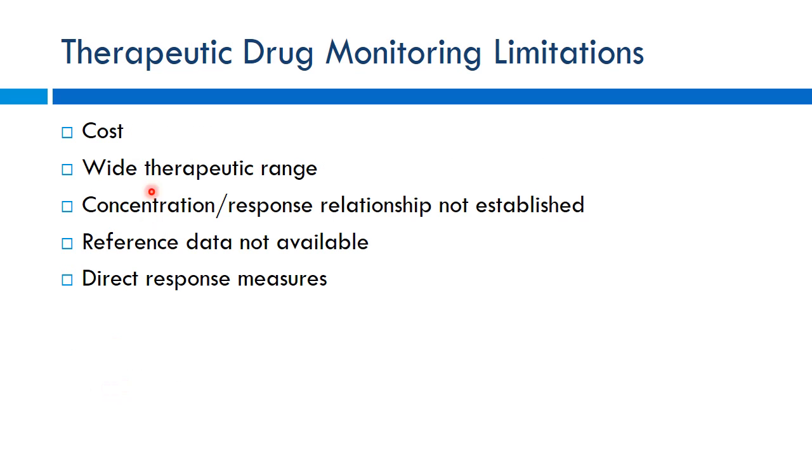So anyway, limitations with TDM: cost. It can be pretty expensive if you don't do it correctly. Drugs that have a wide therapeutic range may not be super useful to get levels on, so that would kind of rule out a drug from being very effective for doing this. Or if a concentration-response relationship has not been established.